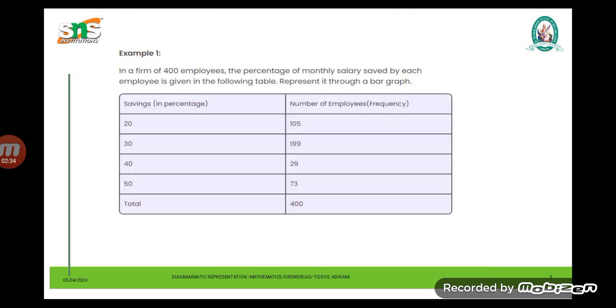My first example is the savings of an employee in a company. The savings are 20, 30 and 50 rupees, and the number of employees are 105, nearly 200, 29, and 73. The total number of employees is 400. We have to represent these values in a bar graph.